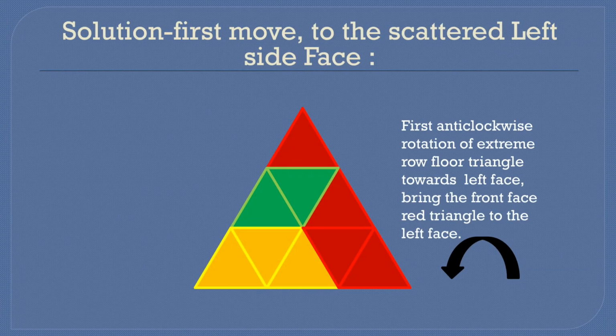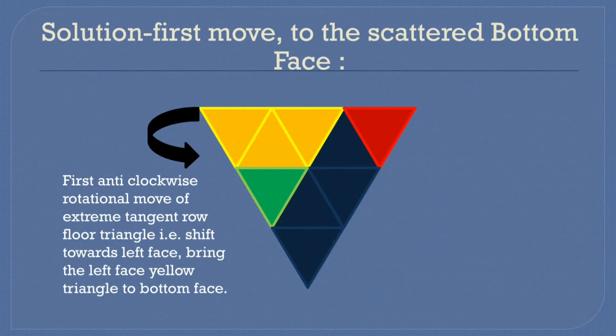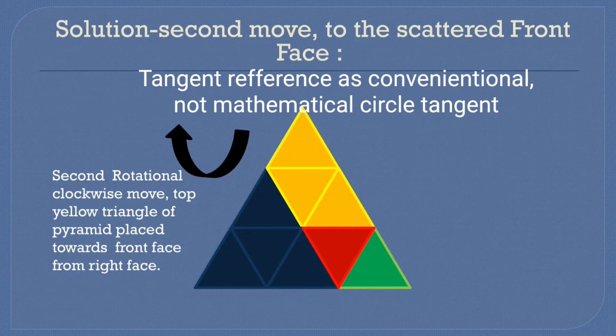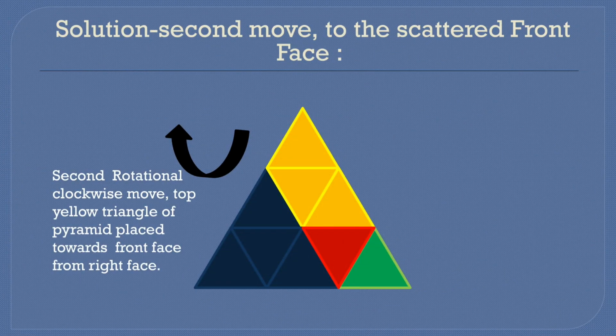For the scattered left face, the first anti-clockwise rotation of the extreme row floor triangle brings the front face's red triangle to the left face. The first anti-clockwise rotational move of the extreme tangent row floor triangle shifts the left face's yellow triangle to the bottom face.